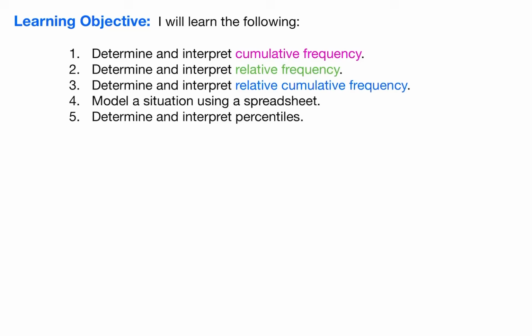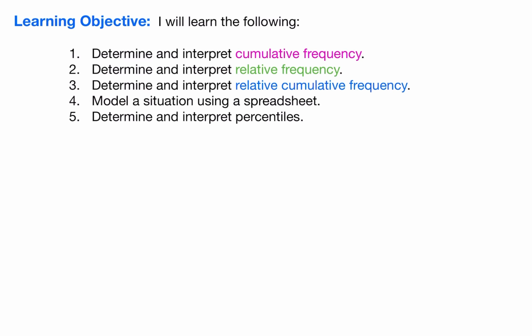All right, class. In this lesson, our learning objectives are going to be determining and interpreting cumulative frequency. We're going to also do the same thing with relative frequency and then relative cumulative frequency. And then we're going to model a situation using a spreadsheet. So in this lesson, we're going to do a lot of spreadsheet work, so you want to pay attention to what goes on in the screen and the formulas that are being entered. And then we're going to determine and interpret percentiles.